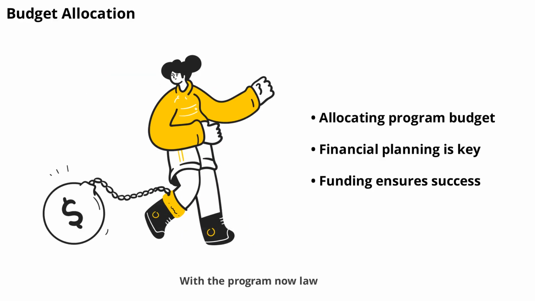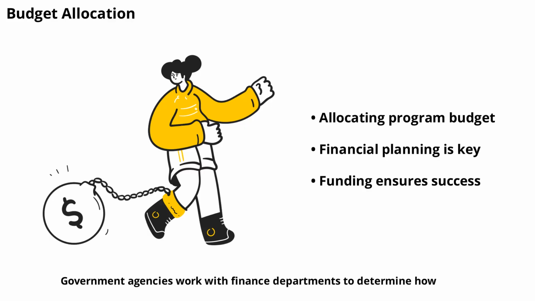With the program now law, the next step is allocating the necessary budget. Government agencies work with finance departments to determine how much funding is needed and where it will come from. This process involves detailed financial planning and may require adjustments to existing budgets. Ensuring adequate funding is crucial for the program's success, as it affects everything from staffing to resources and outreach.